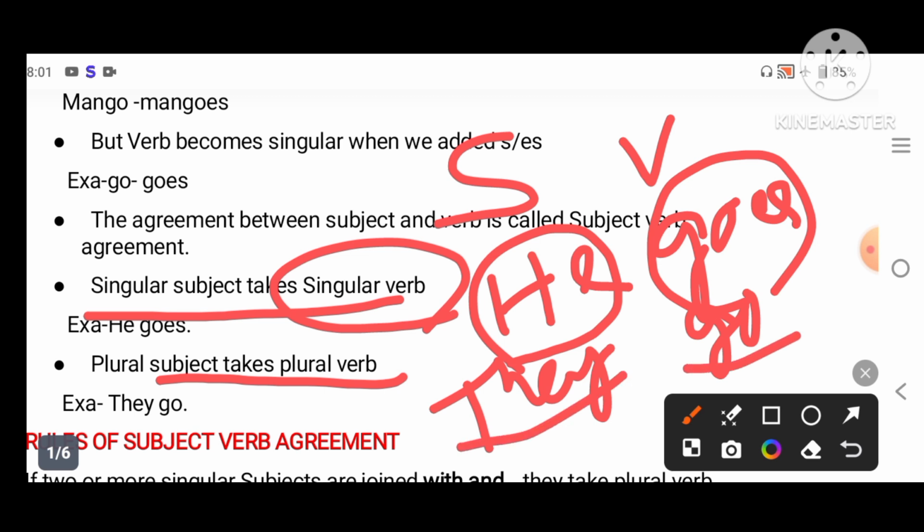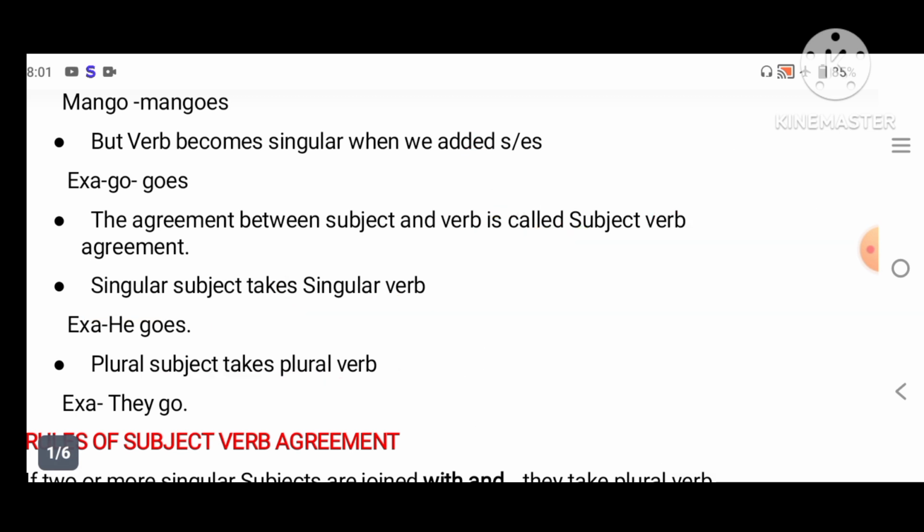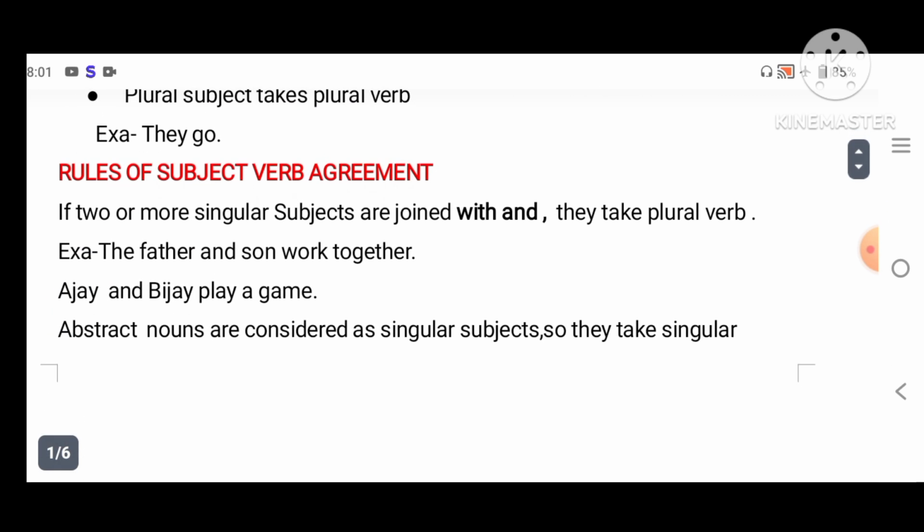We know the rule: when we add s or es to a noun it becomes plural, but when we add s or es to a verb it becomes singular. All of you understood, my dear students? Okay, let's go. Some basic rules we have to understand about subject verb agreement.